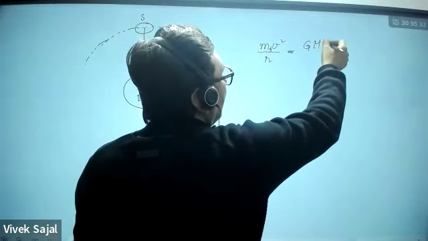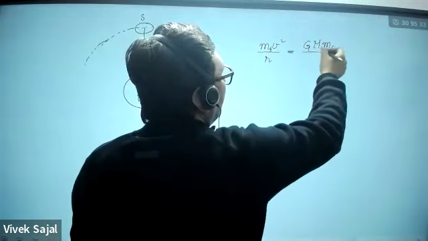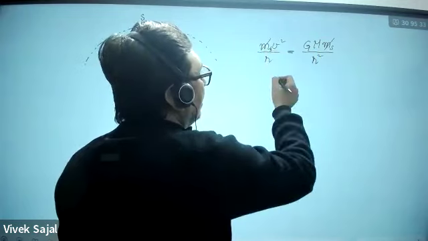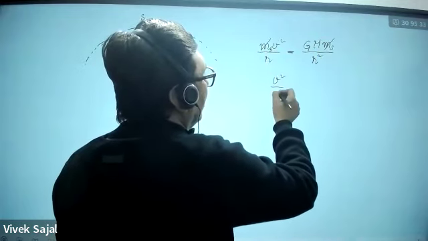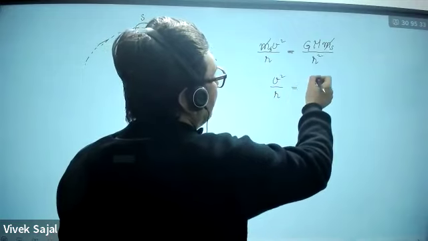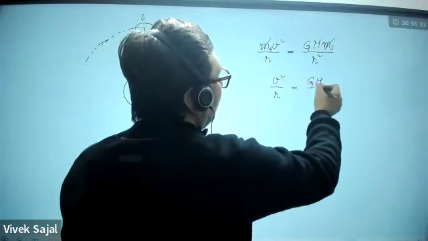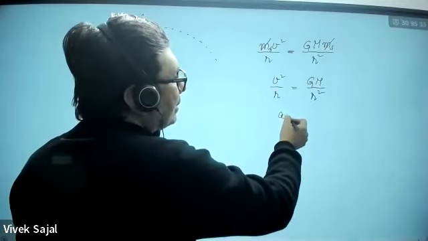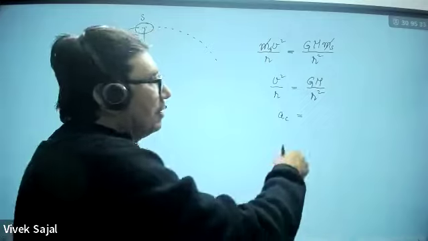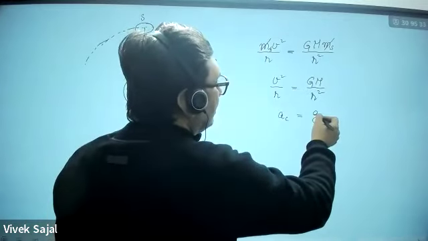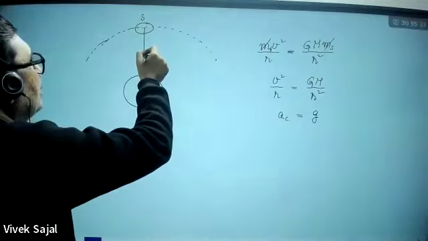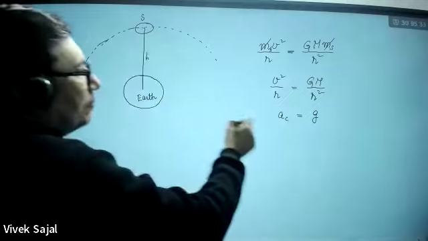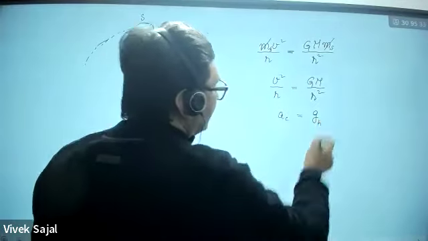So this is mass of the satellite upon r square. So this m is going to cancel out and this is v square upon r and this will be GM upon r square. What is this called? This is called centripetal acceleration that is acting toward the center of the Earth, and this is equal to g at this height, whatever height this is. Height from the surface. So we write it as gh.